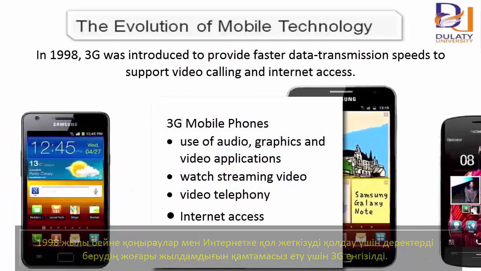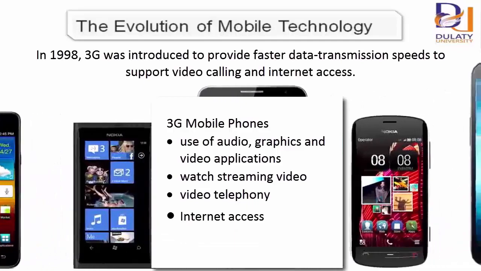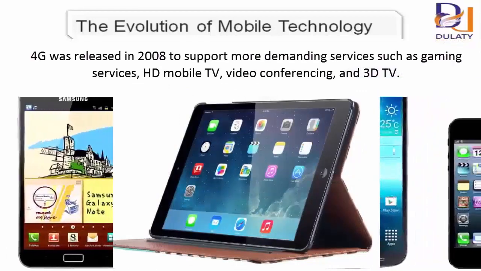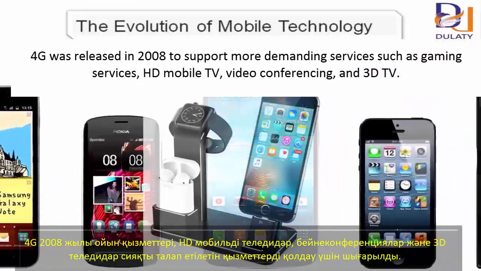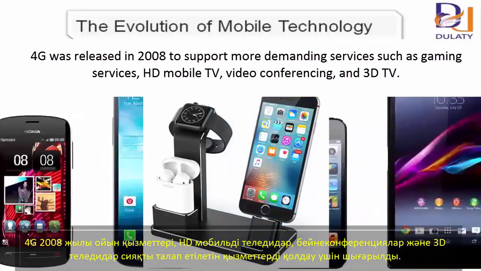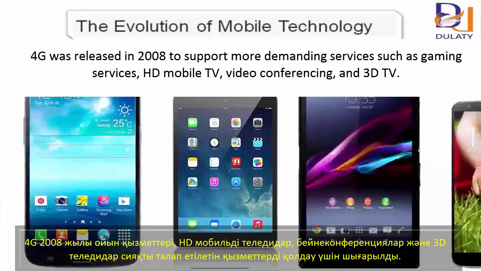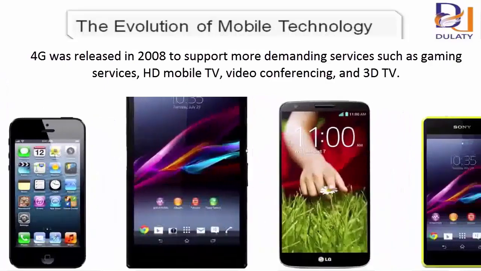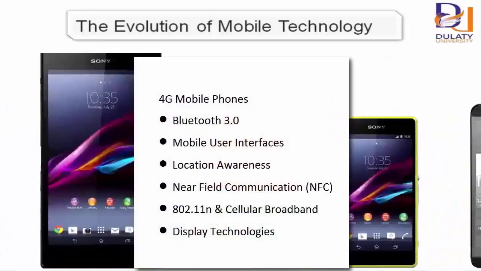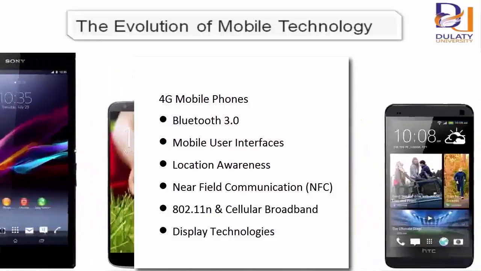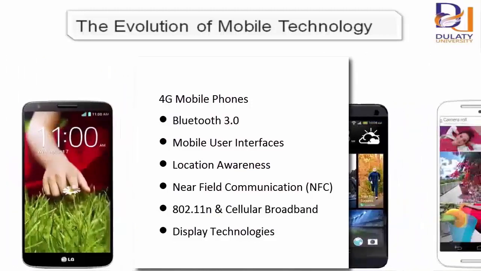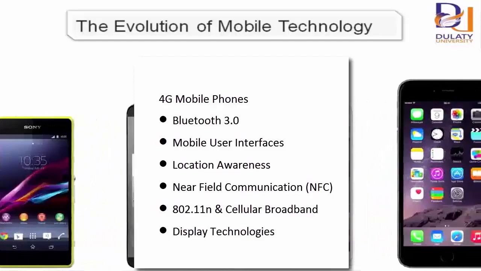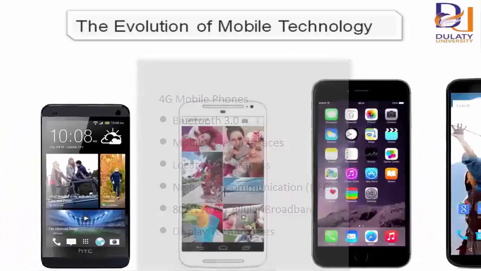3G mobile phones: use of audio, graphics and video applications, watching streaming video, video telephony and internet. 4G was released in 2008 to support more demanding services such as gaming services, HD mobile TV, video conferencing and 3D TV. 4G mobile phones: Bluetooth 3, mobile user interface, location awareness, near field communication (NFC), 802.11 and cellular broadband display technologies.